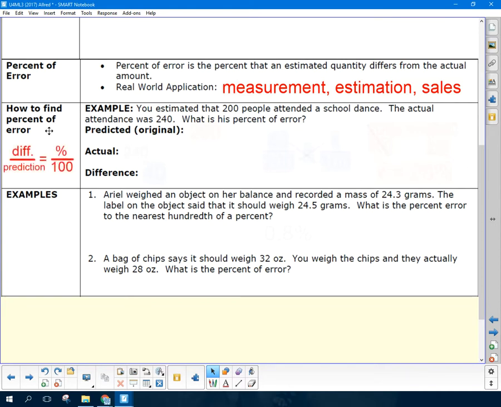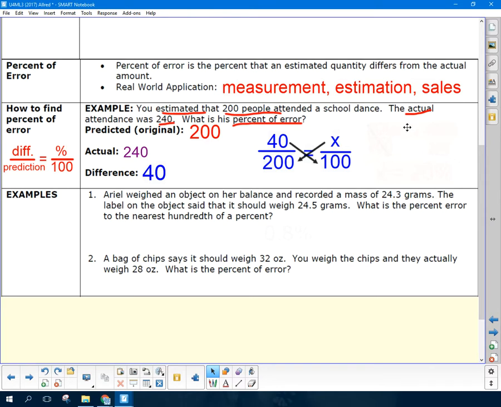You're going to find it the same way pretty much. You're going to put your difference over your prediction instead of the difference over the original and set it equal to the percentage over 100. So if you estimate that 200 people are at a school dance, that's your estimation, and the actual attendance was 240, what is your percent of error? You predicted 200 people. There were really 240 people. That means you're off by about 40 people. You're going to set up a proportion that says the difference, 40, over the prediction, 200, and set it equal to x over 100. So difference over prediction, difference over original, percent of error, and percent of change, the same thing.